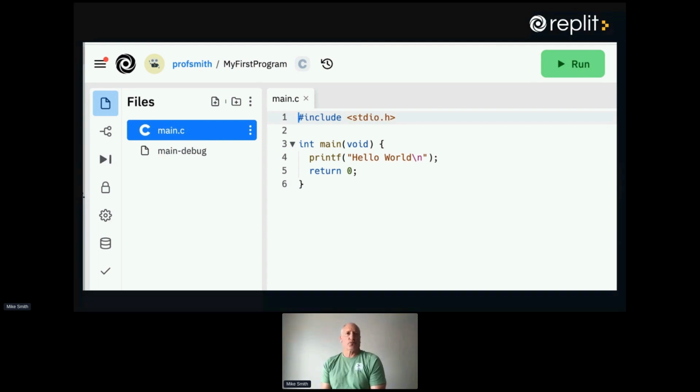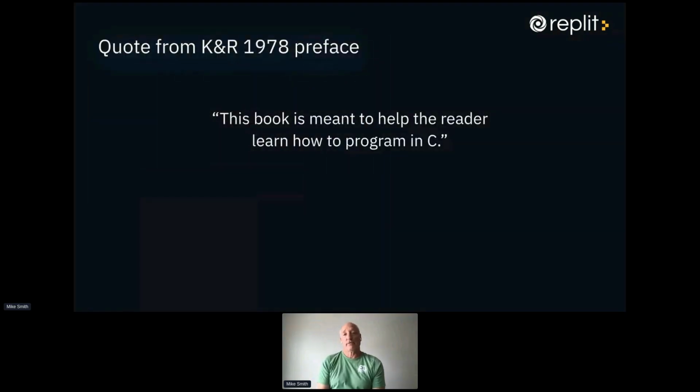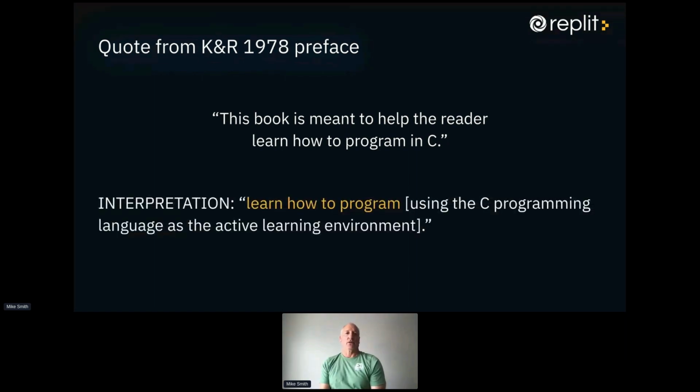Yeah, but you might argue, look, we're following what the giants Brian Kernighan and Dennis Ritchie did in their 1978 book, The C Programming Language. And in fact, their preface in that book says this, and this is again a quote, this book is meant to help the reader learn how to program in C. Now, English, of course, is ambiguous. Does this sentence mean learn how to program, the emphasis being on the first words here, and we just happen to be using the C programming language as our active learning environment?